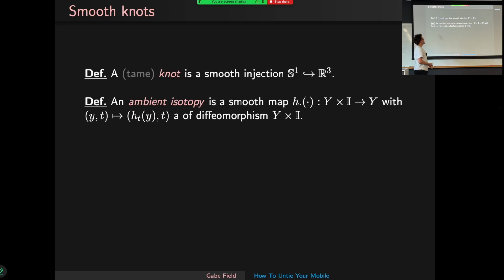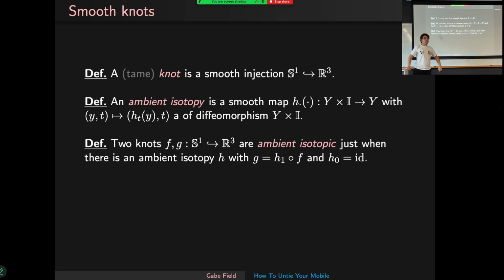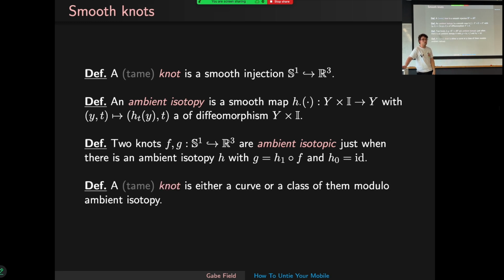An ambient isotopy on a manifold Y is a smooth map from Y across the interval to Y with the property that this map is a diffeomorphism of Y cross I. Yikes, but something I can do with those is if I have two knots from S1 into R3, then I'm going to say that they're ambient isotopic when there is an ambient isotopy that at time 0, or think of the interval parameter as being time, is the identity transformation, and at time 1 it moves F onto G. Okay, and then let me abuse language again. A knot is either a curve or a class of them modulo ambient isotopy.